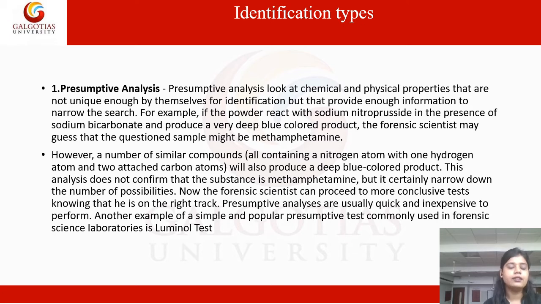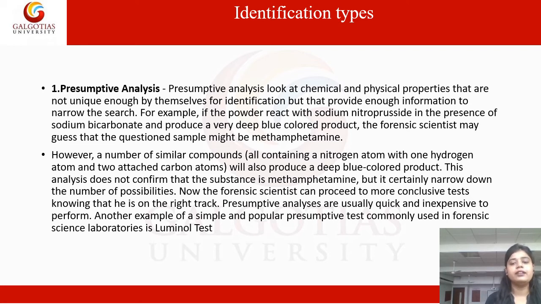In the same way, this is how presumptive analysis helps us in the method of elimination. Now we can have an idea that this particular sample might be a methamphetamine. However, a number of similar compounds, all containing nitrogen atoms with one hydrogen atom and two attached carbon atoms, will also produce a deep blue colored product. This analysis does not confirm that the substance is methamphetamine, but it certainly narrows down the number of possibilities. Now the forensic scientist can proceed to a more conclusive test, knowing that he is on the right track.